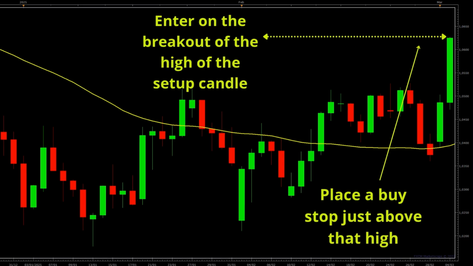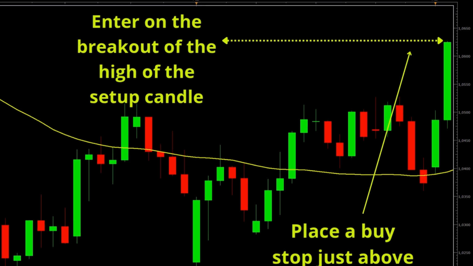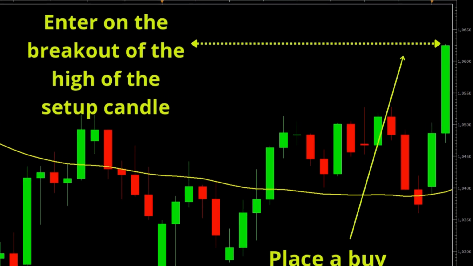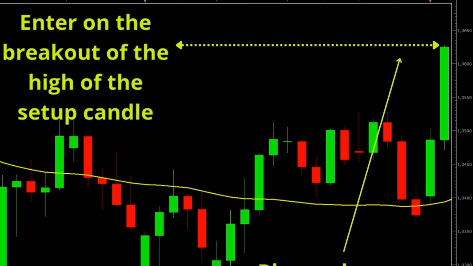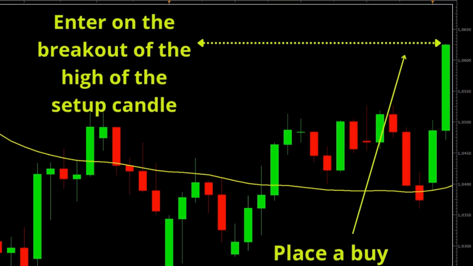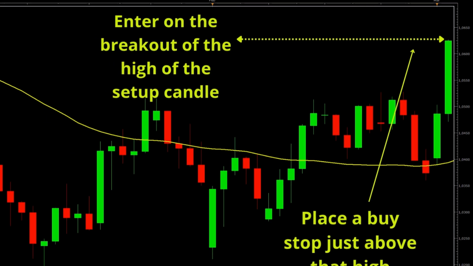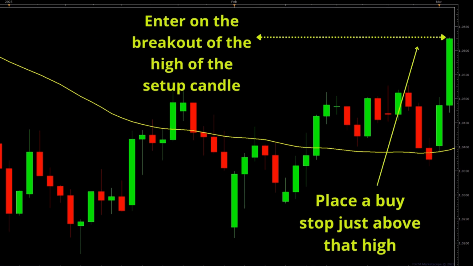This chart shows the entry point perfectly. The dashed line marks the high of our strong setup candle. By placing your buy stop just above this level, you ensure you only get triggered if the momentum carries through into the next trading period. This confirmation entry is vital for disciplined execution.